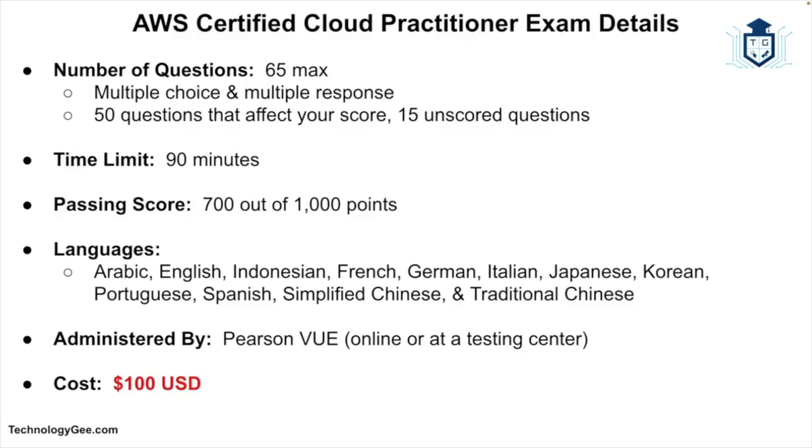The AWS Cloud Practitioner exam costs about $100 USD. You can take the test online or in person at a Pearson VUE testing center. And the languages the test is available in are Arabic, English, Indonesian, French, German, Italian, Japanese, Korean, Portuguese, Spanish, simplified Chinese, and traditional Chinese. That's what it says on the actual documentation: simplified Chinese and traditional Chinese.